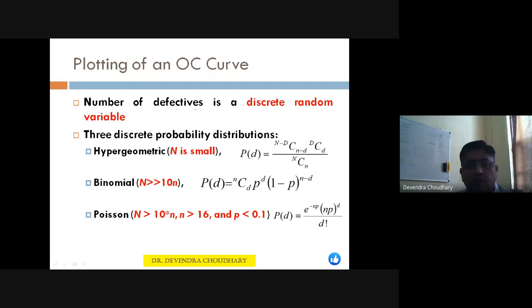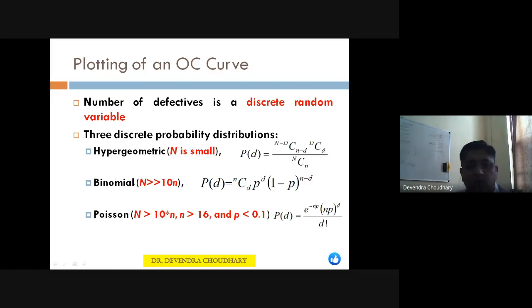The defectives are always counted in numbers, and as a result, they are considered as discrete random variables. For discrete random variables, we have mainly three types of distributions: hypergeometric, binomial, and Poisson distribution. Hypergeometric distribution is used to exactly calculate the probability of having D defectives when lot size is small.